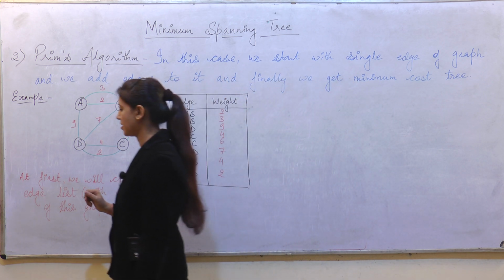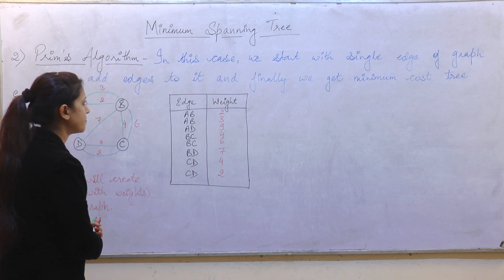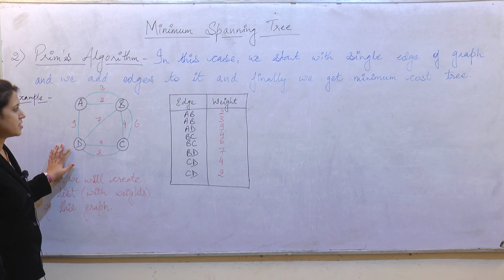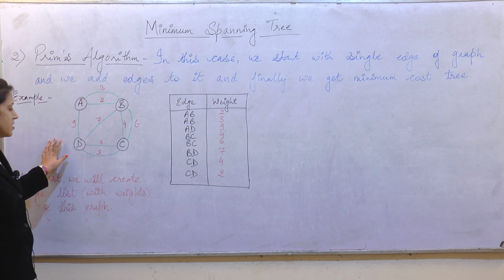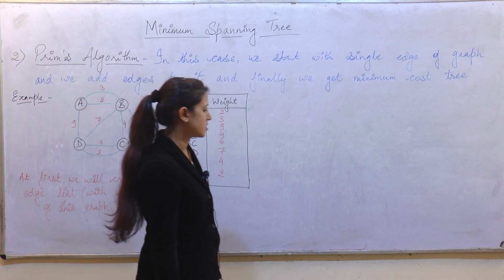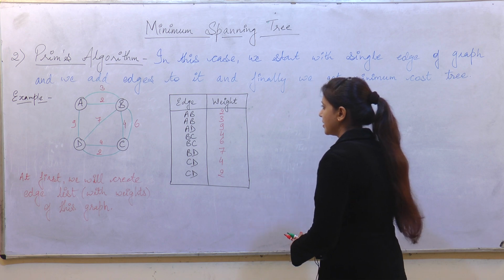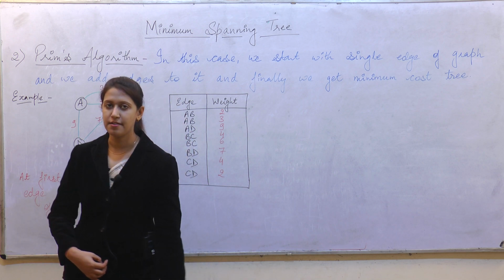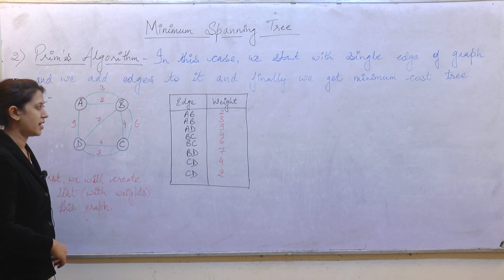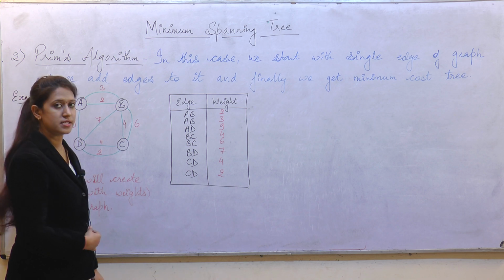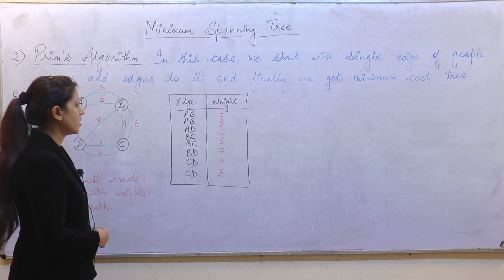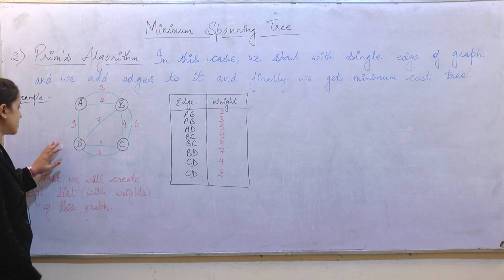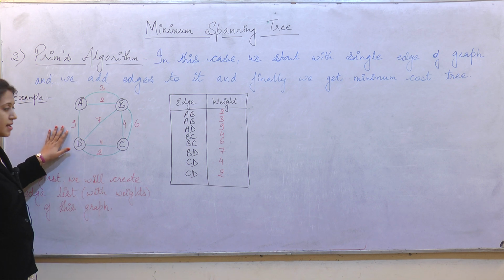In Prim's algorithm we start with a single edge of the graph, and then we keep on adding edges and finally we get the minimum cost tree, that is the minimum spanning tree. Single edge means we will join our skeleton graph starting with a single edge, and then according to the minimum weights of the edges of the original spanning tree, we will add the edges with the minimum weight. So we will understand Prim's algorithm with this example.